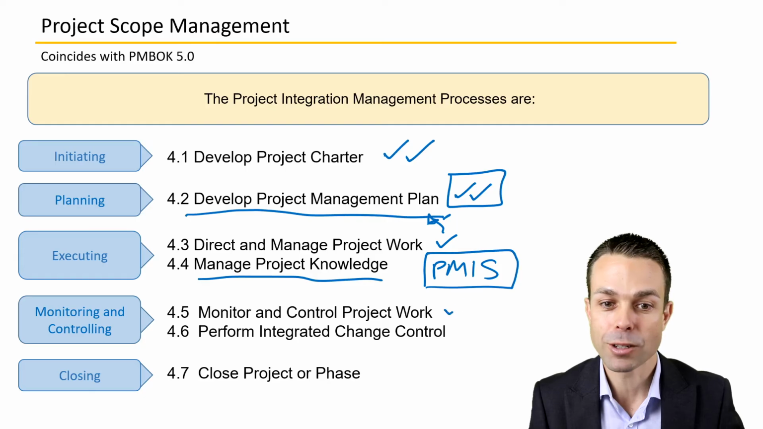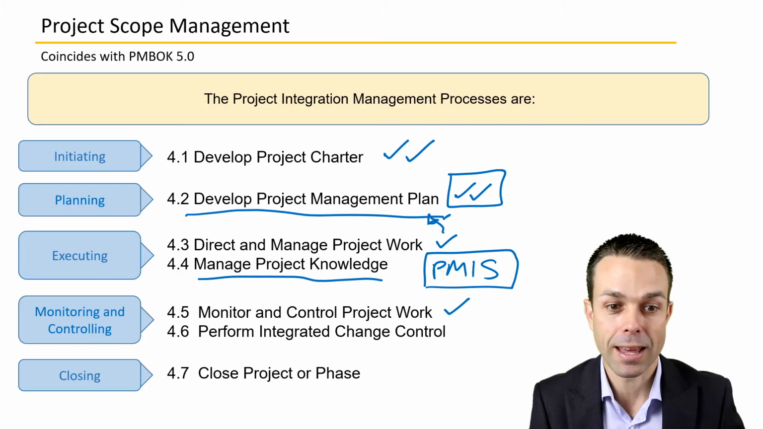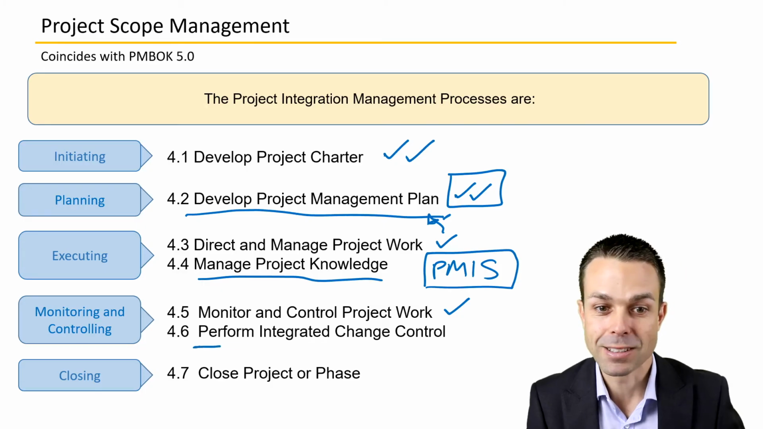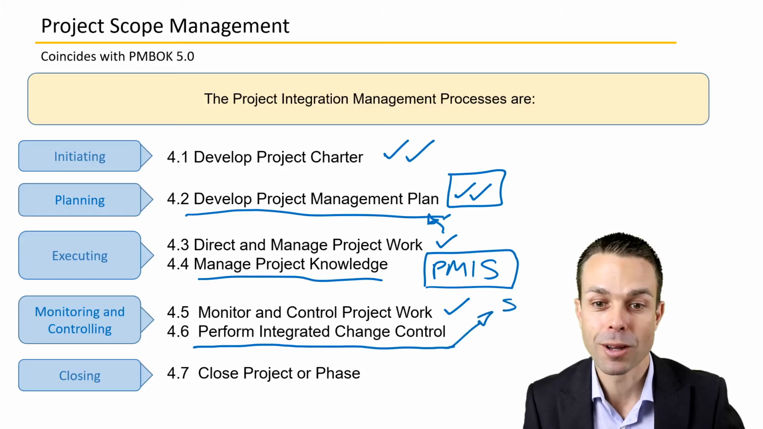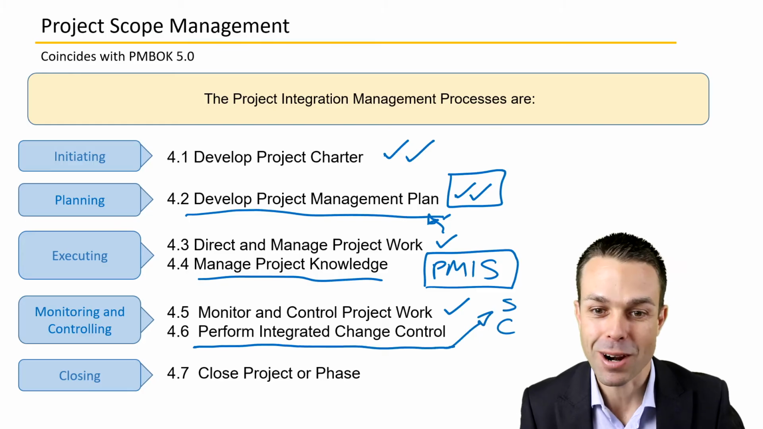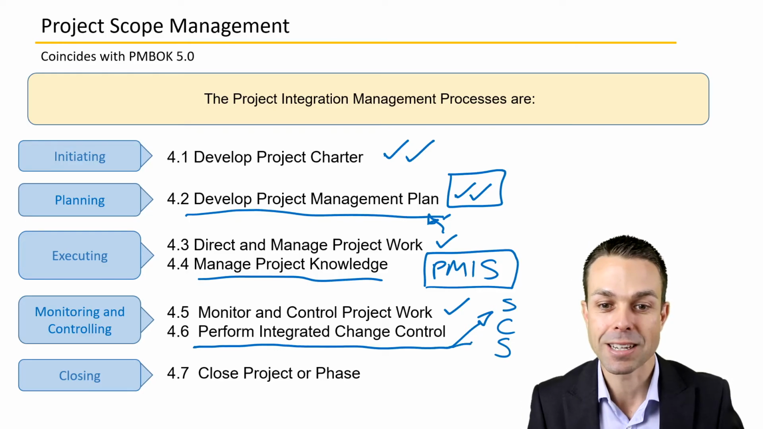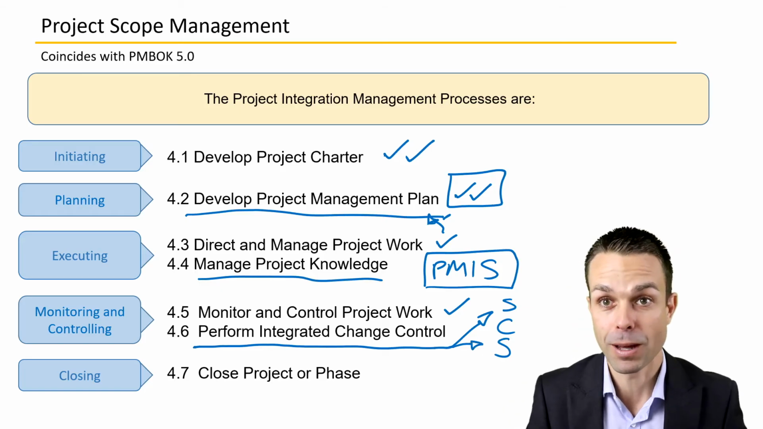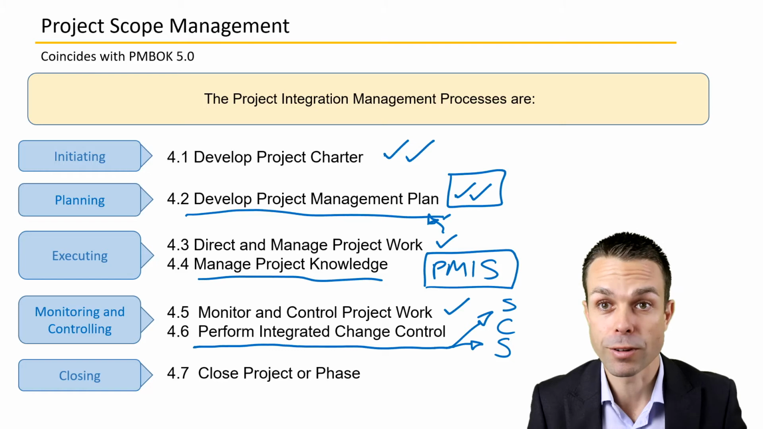We're monitoring and controlling the project work, so making sure that it stays on track, and if it doesn't, what do we do about that? Usually what we do about that is perform integrated change control. So we might need to make a change to our project, maybe to the scope, maybe the cost is going off track, maybe the schedule is going off track, and we need to make a change and get that approved by the people involved, usually your sponsor or the necessary people involved in the project.